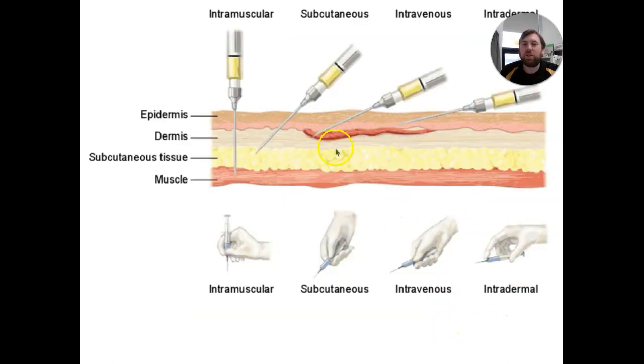This is just a demonstration of all the different layers and the angles at which we use for these kinds of injections. Notice that intramuscular, the ones that go deepest, have a straight up and down injection versus intradermal, because we only want to be in the epidermis and not necessarily the dermis. We lay it on the side so that it doesn't go deep into the tissue.